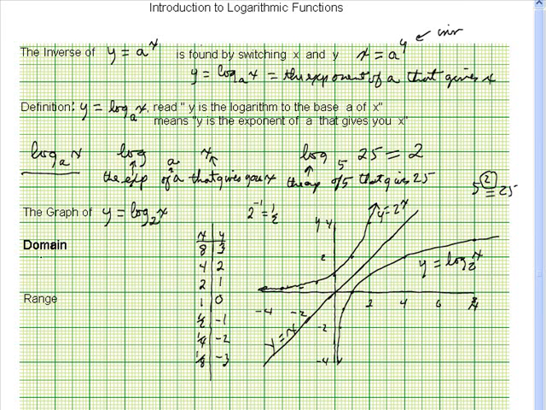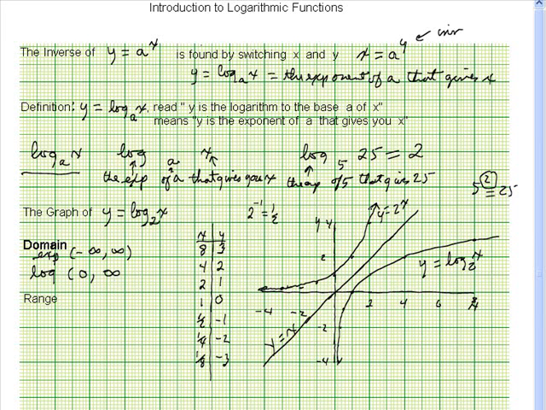Now, think about the domain. Remember, the domain of the exponential was -infinity to infinity. You can see that from the graph. If you came up here to the exponential and dropped that down on the x-axis, you'd get -infinity to infinity. But look at the log function. It never reaches 0 and never goes negative. So the domain of the log function would be 0 to infinity.